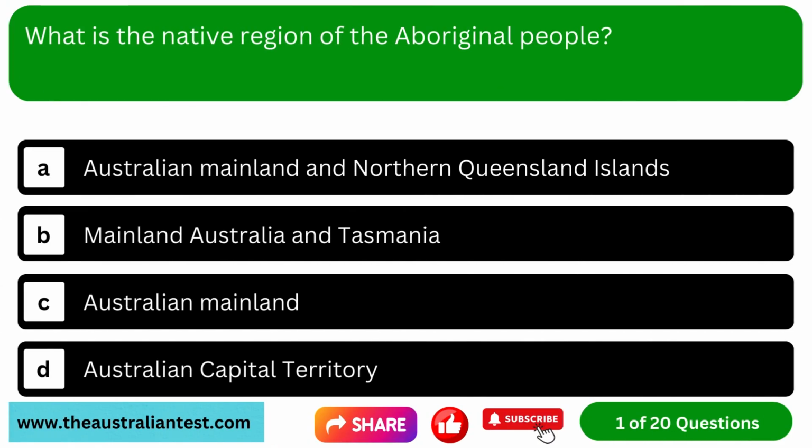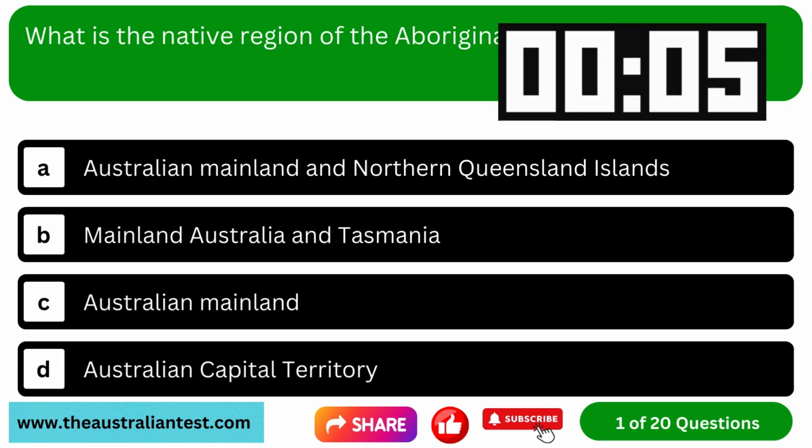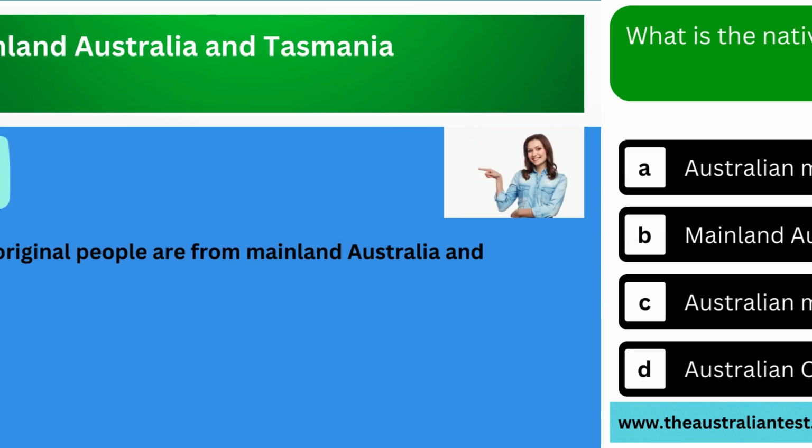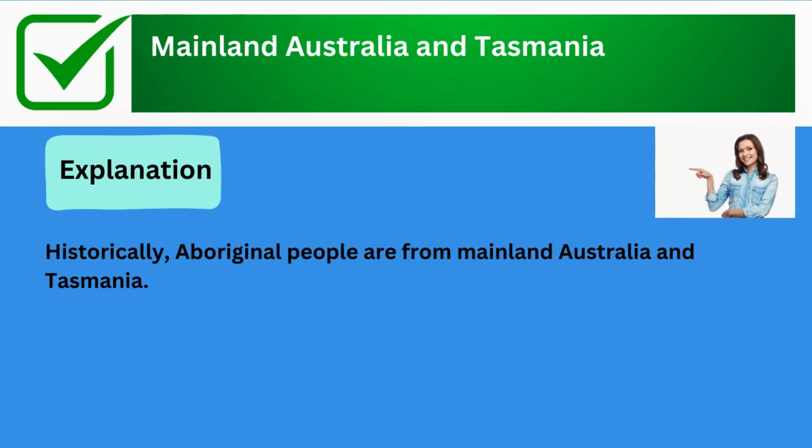Question 1. What is the native region of the Aboriginal people? Option A, Australian mainland and northern Queensland Islands. Option B, mainland Australia and Tasmania. Option C, Australian mainland. Option D, Australian Capital Territory. The correct answer is mainland Australia and Tasmania. Explanation. Historically, Aboriginal people are from mainland Australia and Tasmania.